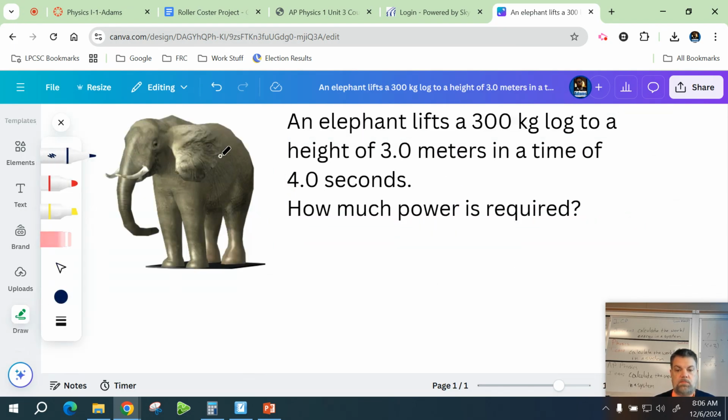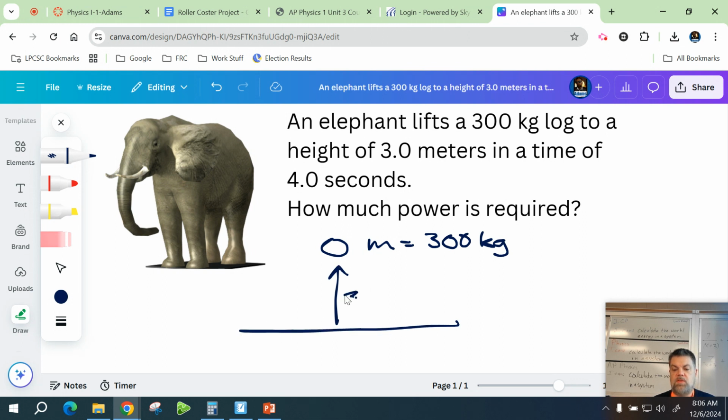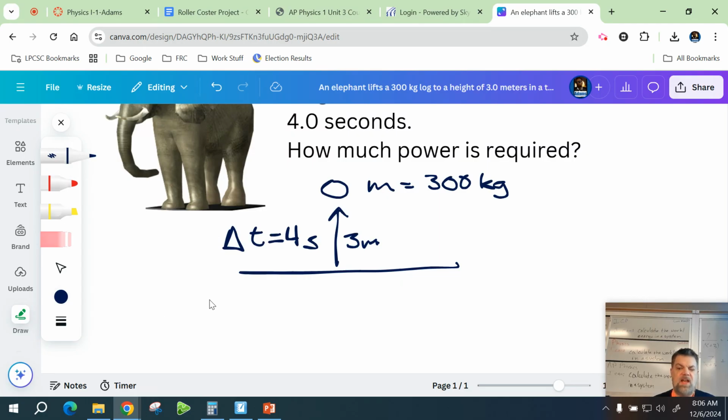So this is my log that has a mass of 300 kilograms, and then the height that it's lifted off of the ground is 3 meters. And the time that it takes to do that is 4 seconds. So this is kind of easy. For the power, we're just going to do the work over time. That's a triangle. Can you scroll up a little bit? Yeah.